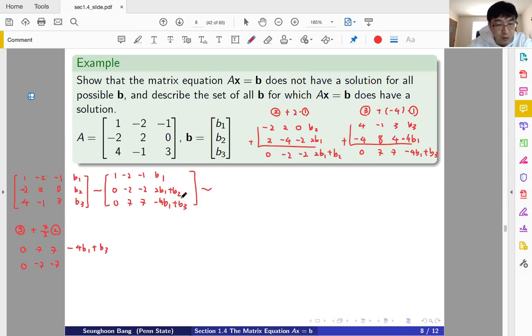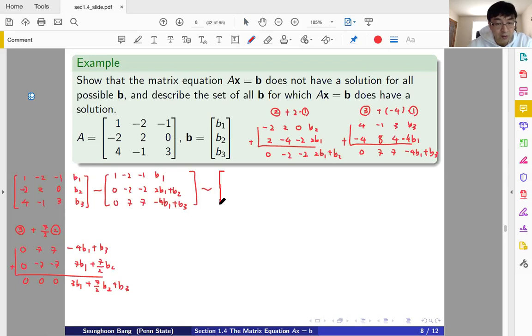And 2b1 plus b2 times 7 over 2: 7 over 2 times 2b1 is 7b1, and 7 over 2 times b2 is 7 over 2 b2. Next, add. So what's that? 0, 0, 0. Negative 4b1 plus 7b1 is 3b1, plus 7 over 2 b2 plus b3.